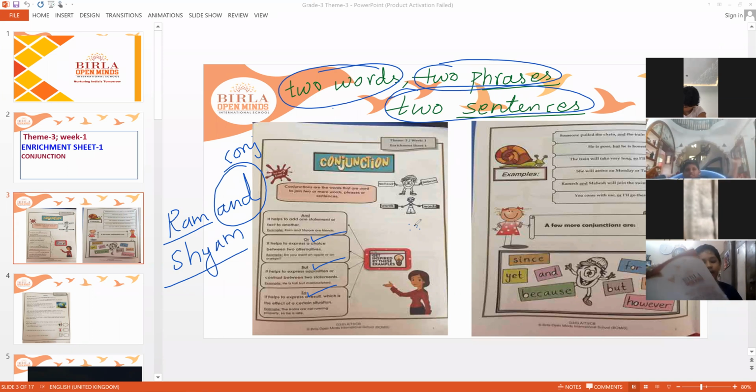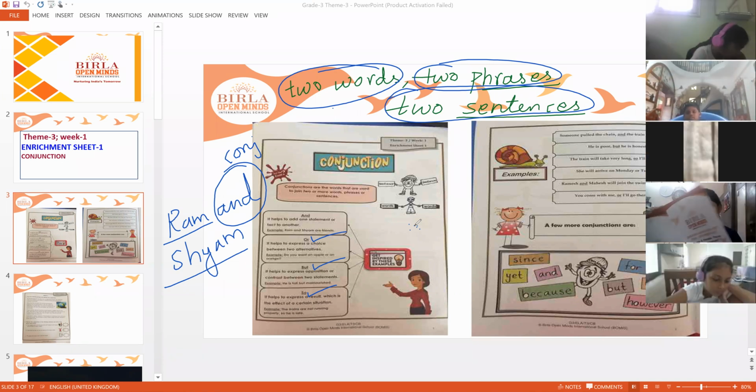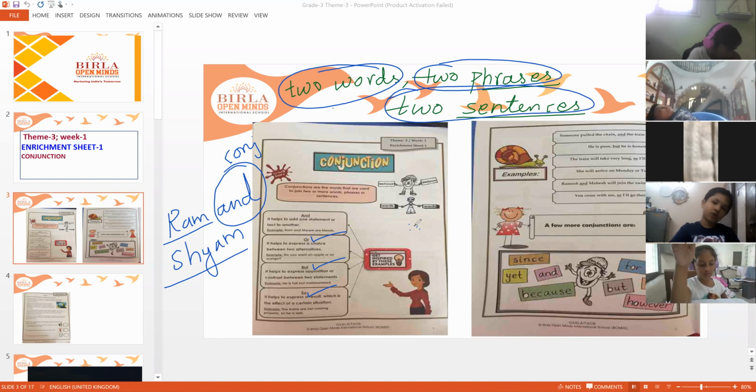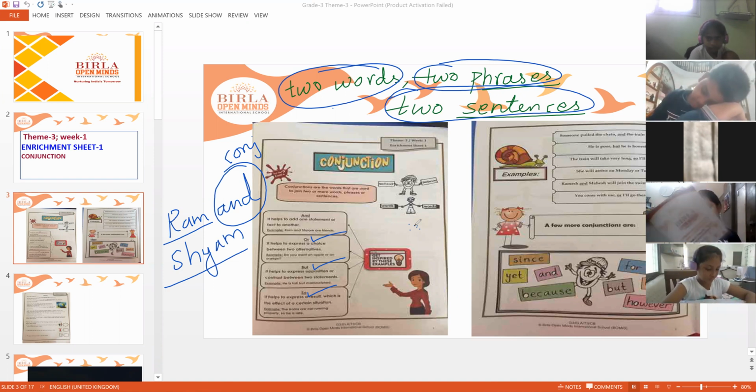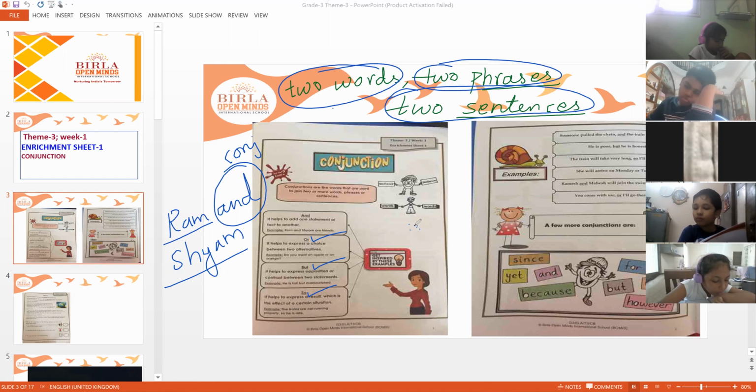See the next one. The train will take very long, so I will go by air. If we travel by train, it takes much time. So we want to travel by air. So I will catch an aeroplane. Here, "so" we are using to give a result.